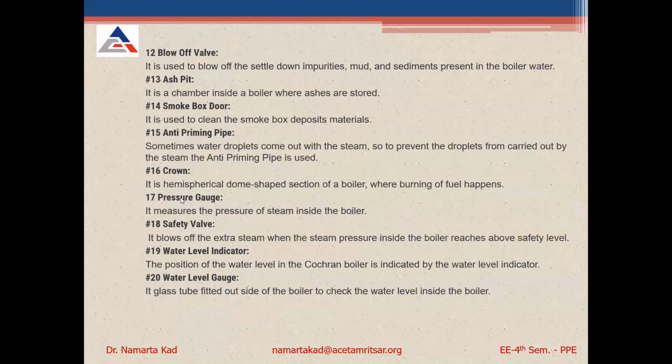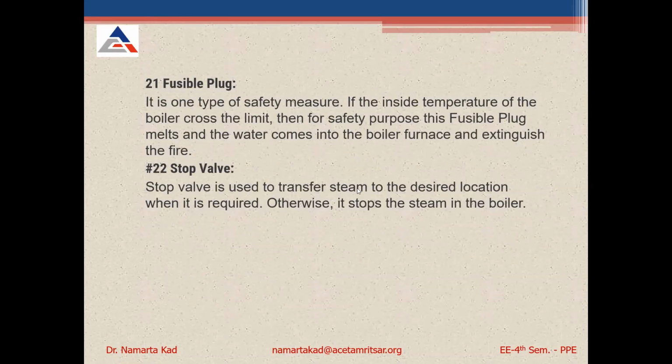Then the stop valve is there. The stop valve is used to transfer the steam to the desired location where it is required. Otherwise, it stops the steam in the boiler. The stop valve is there to stop the steam inside the boiler, and only when the steam is required by the turbine, this valve is opened to release the steam from the boiler at any particular pressure and temperature. Okay, so these are the different parts associated with the Cochrane boiler.